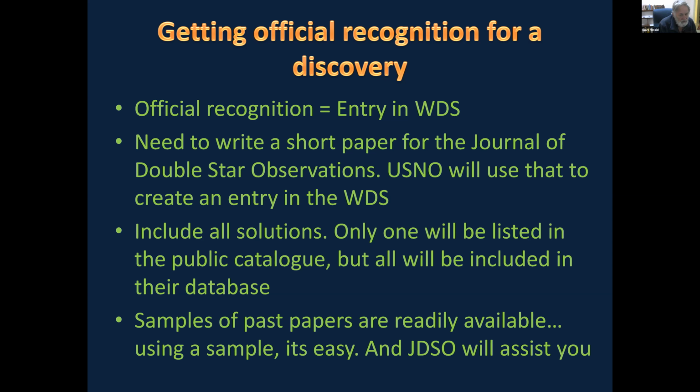What the USNO does for these is they take note of all the solutions, and all 4 solutions, when we have 4, get recorded in their internal databases. But one of those, and it'll usually be the first solution that we put in the paper, is what appears in the WDS. So the fact that you've got multiple solutions is not relevant. The paper includes all 4 solutions, USNO picks them up, but you get an entry in the Washington Double Star catalogue of your discovery.